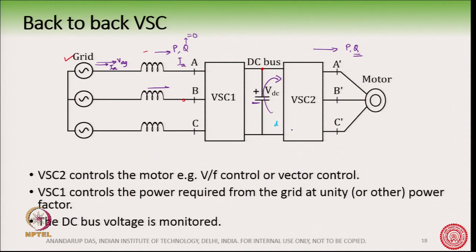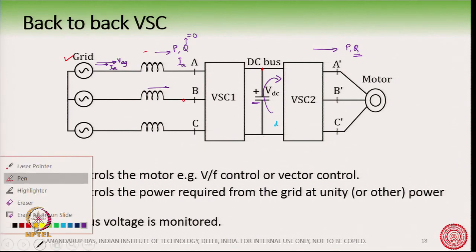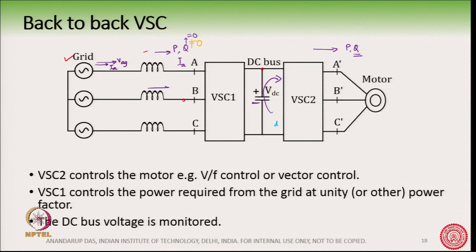But you can make this Q 0, or you can make this Q not equal to 0. You can have another Q. This becomes more interesting: the P from the grid and the P from the motor have to match, otherwise the DC bus voltage will change. But Q from the grid and Q from the motor may not match. As an example, the Q from the grid can be 0, while the motor can take some amount of Q.